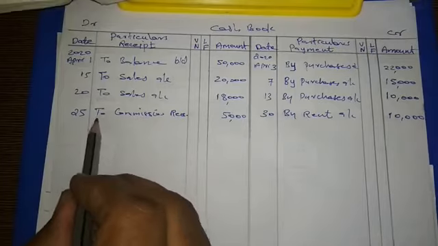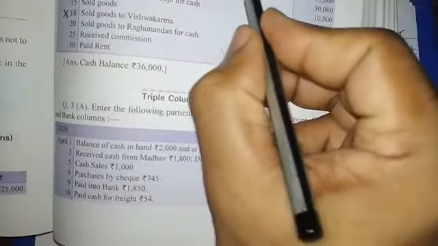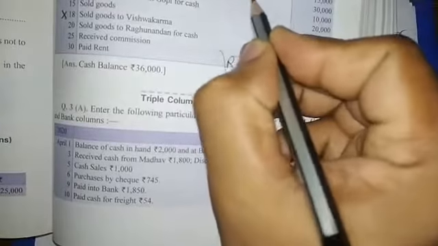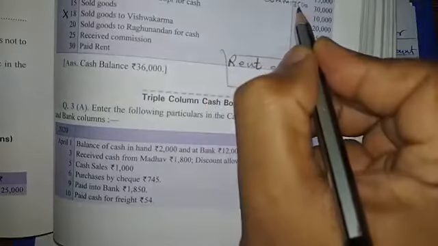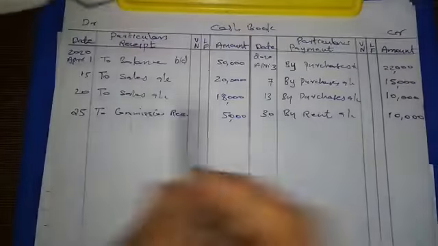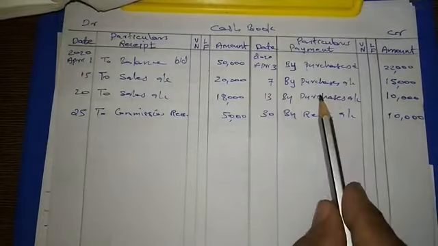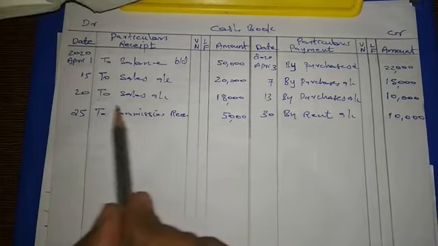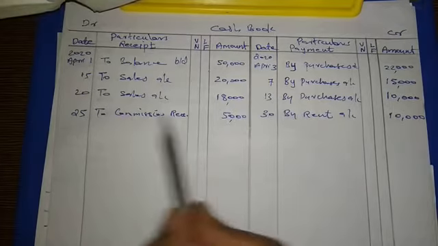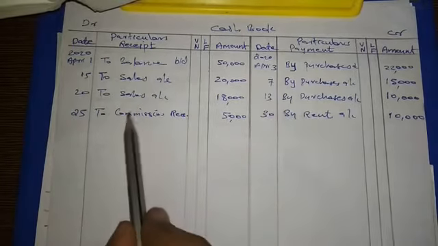And if you are telling this transaction 25th, received commission, the entry will be cash account debit to commission. Then the credit aspect is to commission. This credit aspect we are writing in this side, after to we are writing the credit aspect. Here we are writing the debit aspect, when it is a payment. And when cash is received, the credit aspect we are writing here.